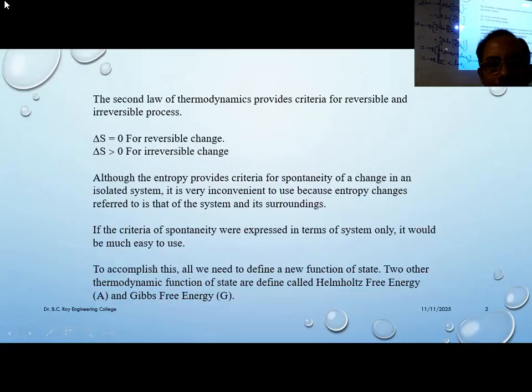Now, for reversible change, del S is equal to 0, and del S is greater than 0 for irreversible change. So what is the meaning of that? For any type of irreversible change, we are losing a certain amount of energy. For irreversible change, whenever we are going back to the original, you have to spend energy, you have to utilize energy. So obviously it will increase the entropy of the system or surroundings. So overall system plus surroundings is always positive.